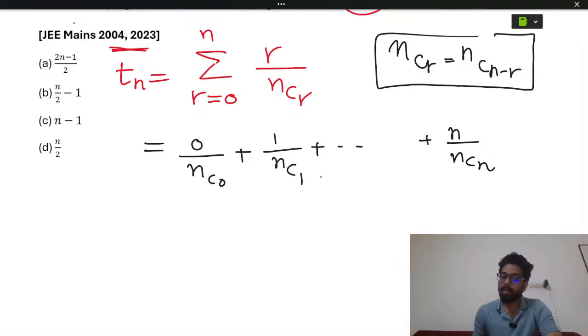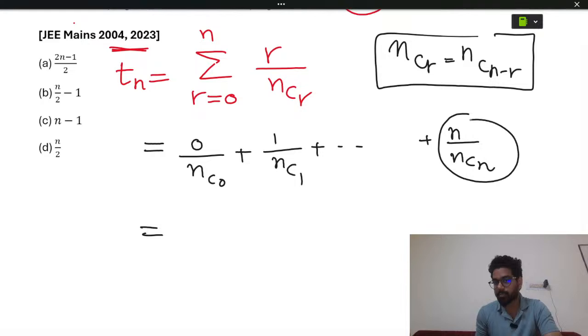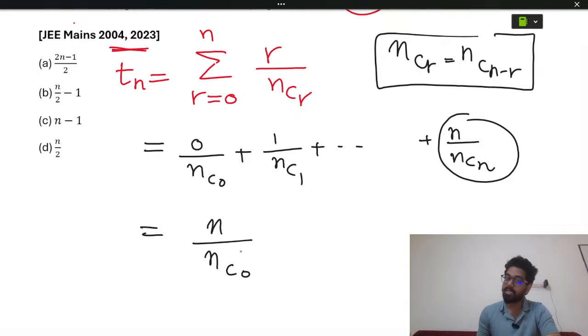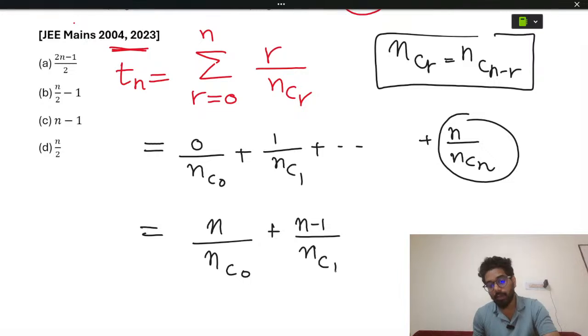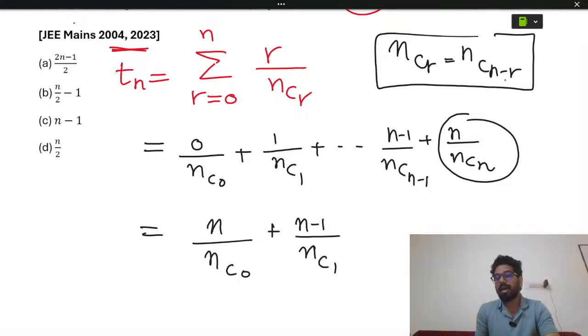Now if I do so, what will I have? Let's start with this part. n upon nCn becomes n upon nC0, where nC0 and nCn are the same, equal to 1. In the same way, I can write n minus 1 upon nC1, because here it was n minus 1 upon nC(n minus 1), putting r equal to 1. And so on, it will go till 0 upon nCn. I changed nC0 to nCn.